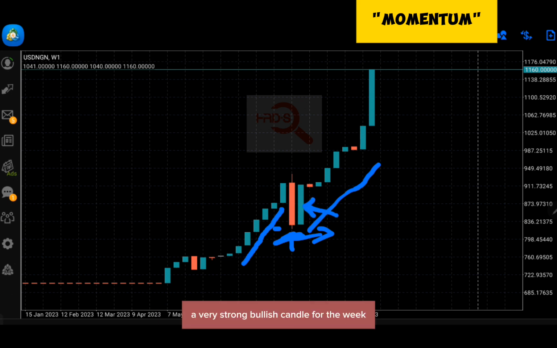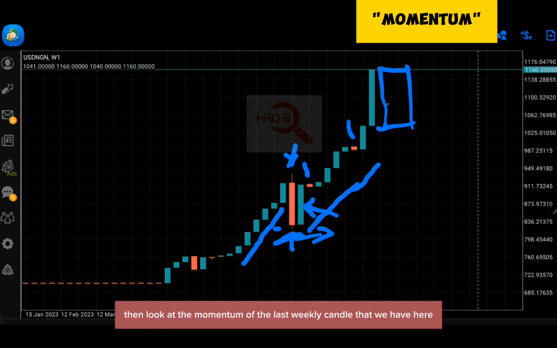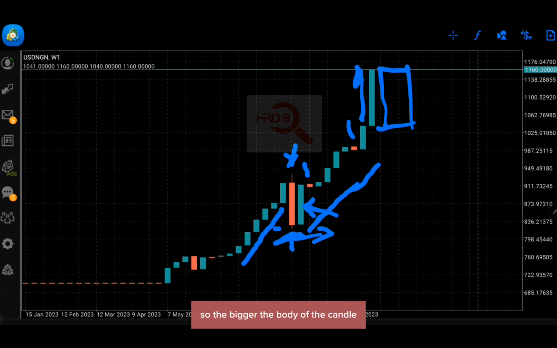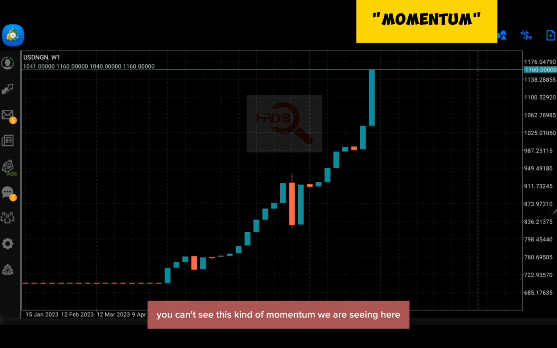Okay, and then what happened next, we have a very strong bullish candle for the week, the next week after this red candle. And then look at the small red candles that we have here. Then look at the momentum of the last weekly candle we have here, from here to here. This is a very strong momentum. So the bigger the body of the candle, the more you interpret this as what? Strength. You can't see this kind of momentum that we are seeing right now and be thinking of selling. You can't be thinking of selling yet in this kind of scenario.